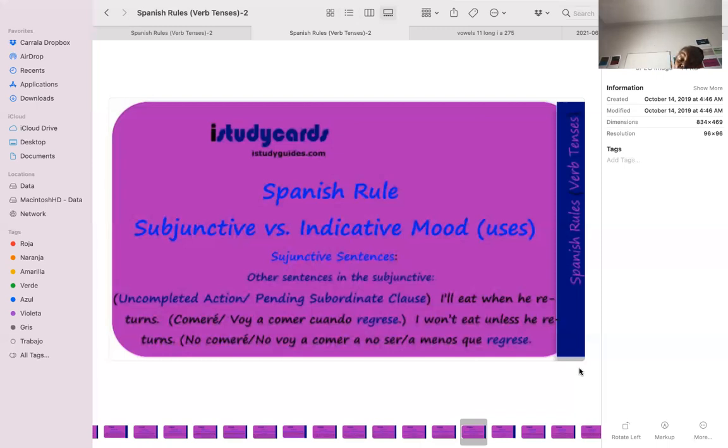and the first clause is talking about a particular action in the present, but it's like a potential future, the "when" plus the verb plus the subject, and that verb will be in the subjunctive. It's called an uncompleted action or pending subordinate clause. I found a better word, the potential future.